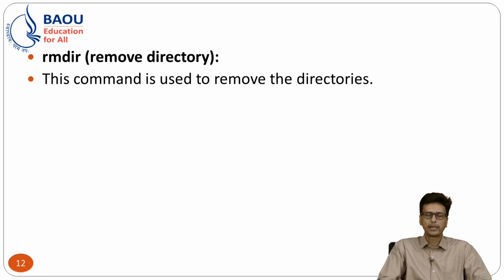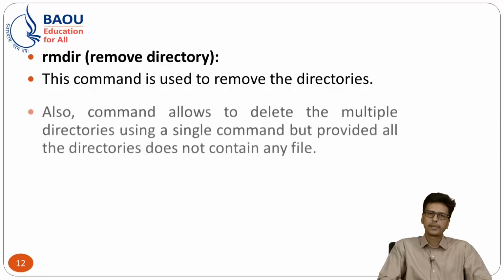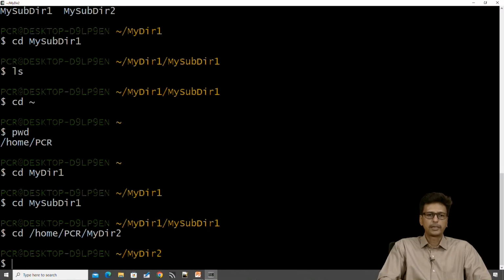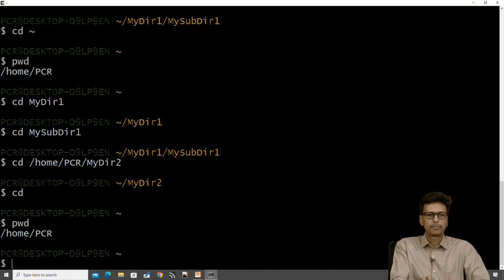For the rmdir command, use rmdir, then a space, and whatever directory you want to remove, you have to pass. Now remember one thing: if that directory contains some files or some subdirectories, then you cannot directly delete that directory by using the rmdir command. For example, practically you can see, suppose I would like to remove one, but before that you can change your path. So I can run pwd, and check again by using ls.